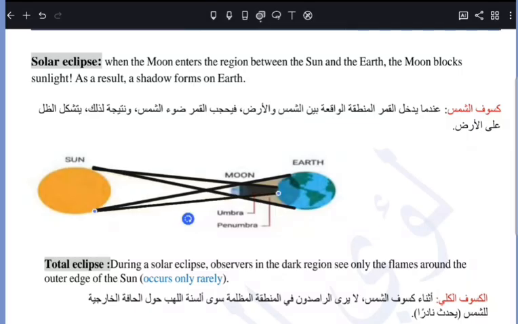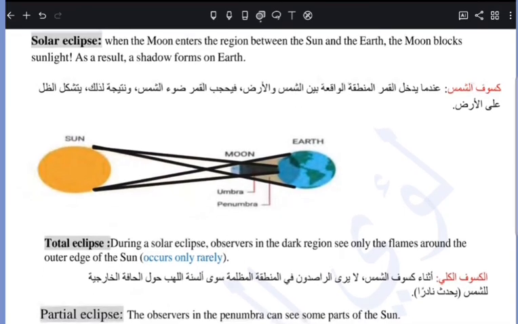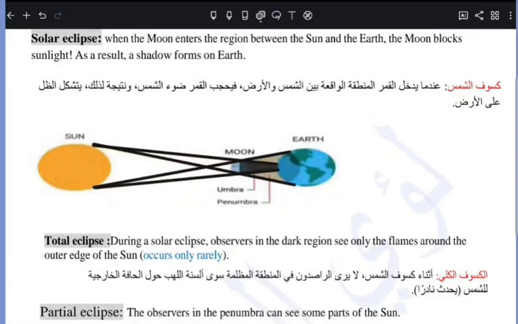Now, the straight line becomes the umbra. This is very dark, a completely shadowed region. And the cross makes the thin umbra. This is the diagram to explain the solar eclipse.